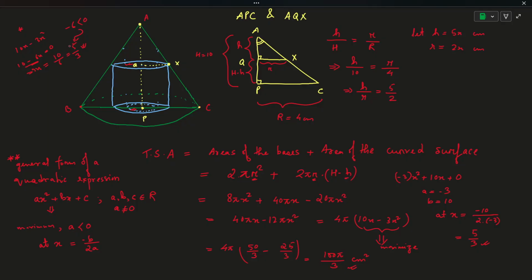But if I have to teach this from a CAT perspective, this is out of scope of the CAT syllabus. But if you know this, very good, you can save your time. If you do not know this, you can use this: the maximum of a quadratic expression will occur when the coefficient of x square is less than 0, and at x equal to minus b by 2a.